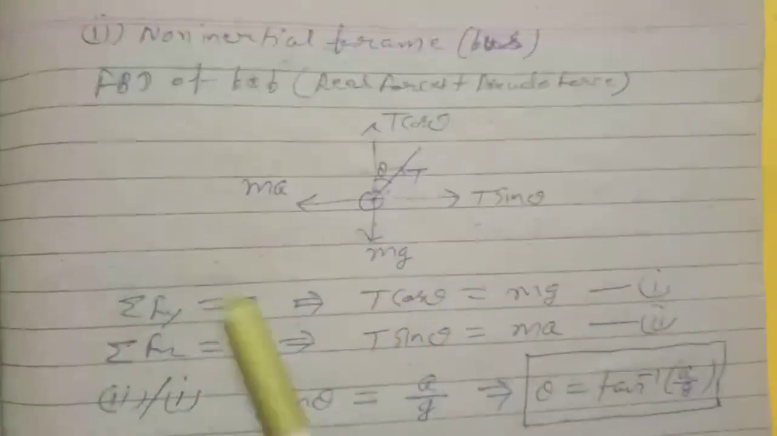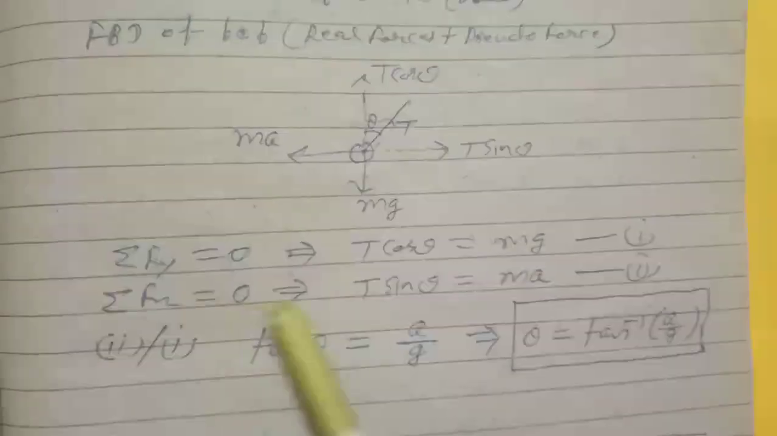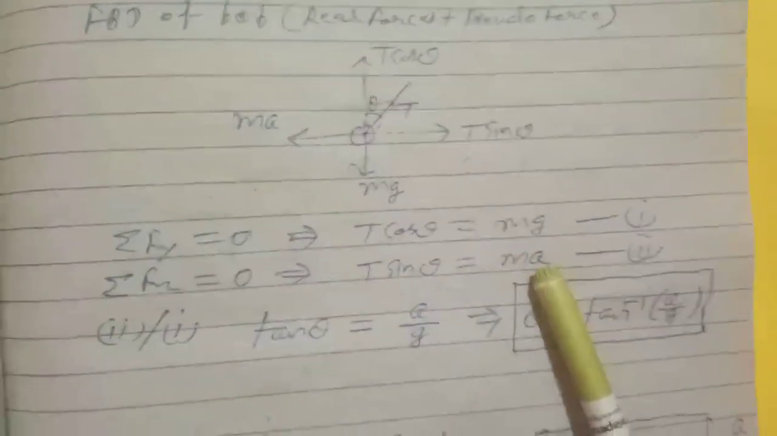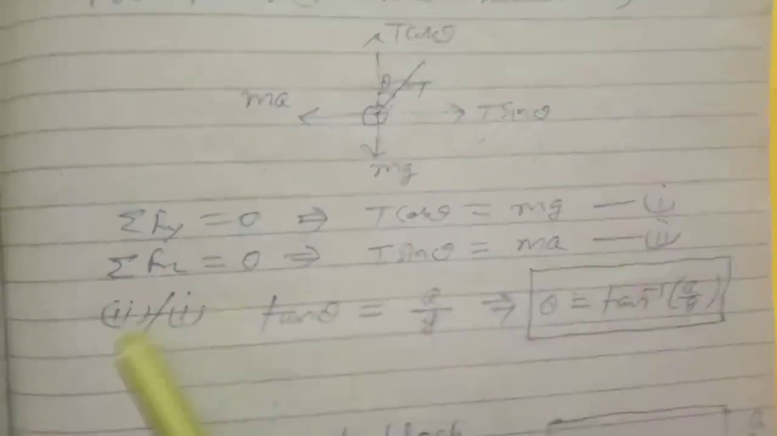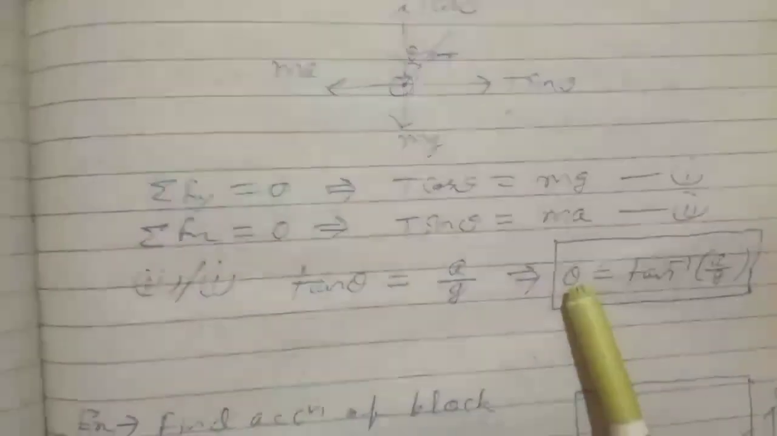So we have sigma Fy equal to 0, T cos theta equal to mg, equation 1, and sigma Fx equal to 0, T sin theta equals to ma. Dividing 2 by 1, we get tan theta equal to a by g, or this implies theta is equal to tan inverse a by g.